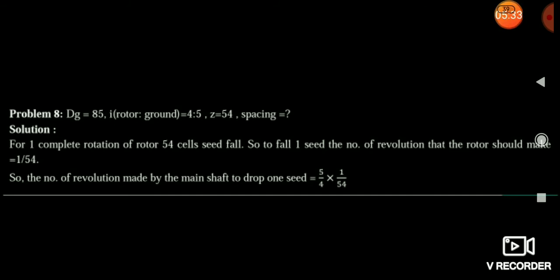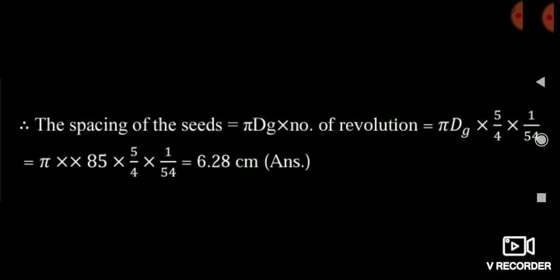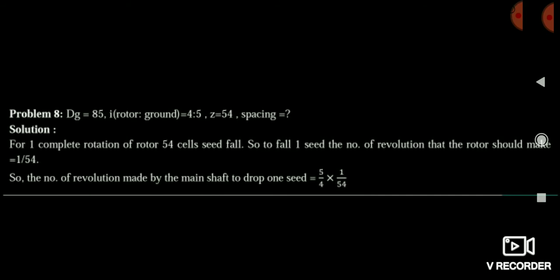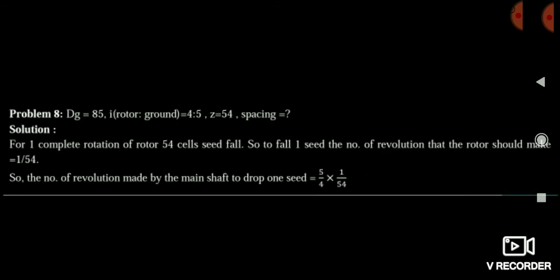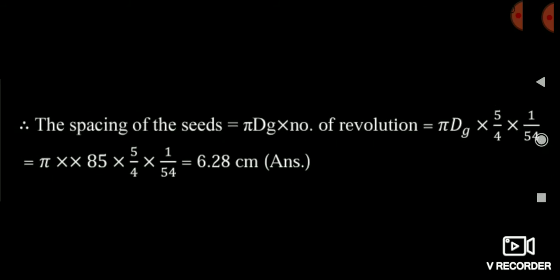Friends, here by mistake I forgot to multiply with 85, so you should do the calculation in your notebook and multiply by 85. Oh no, sorry, here I have multiplied it by 85. Here I have calculated only the number of revolutions. Now you can see pi into d into 5/4 divided by 54, so the answer is 6.28 centimeter. I calculated only the number of revolutions, that is 5/4 into 1/54, and now you multiply it with pi d and you get 6.28 centimeter.